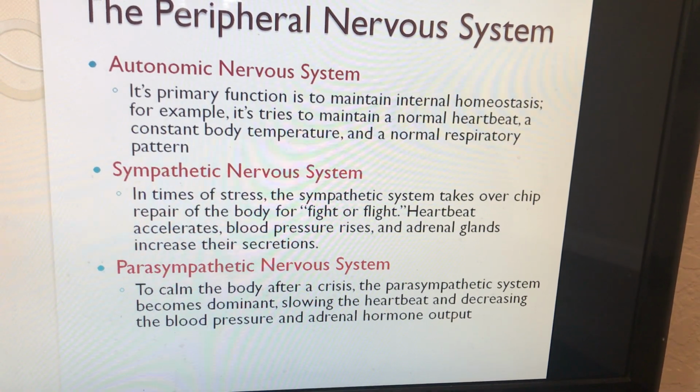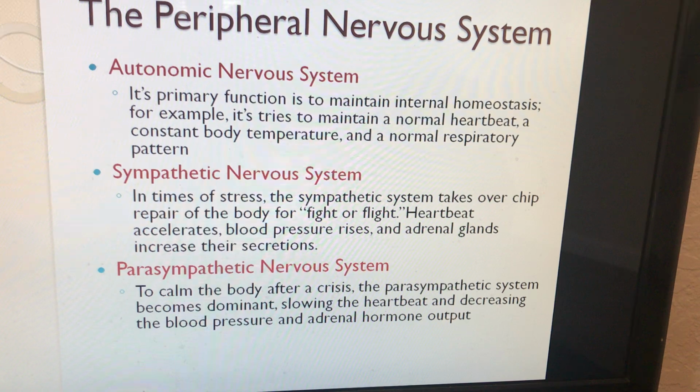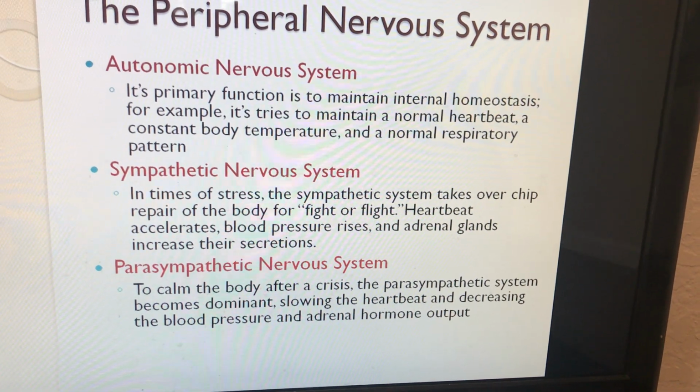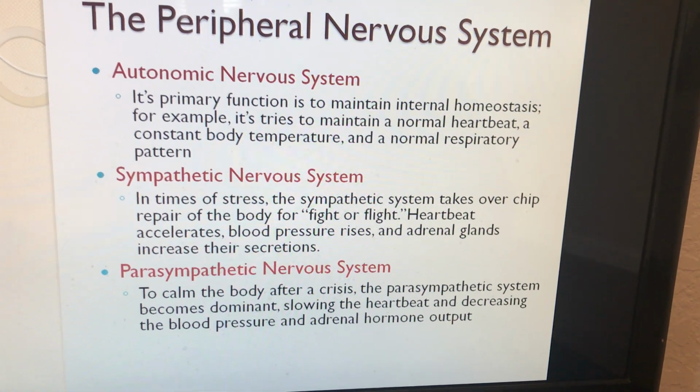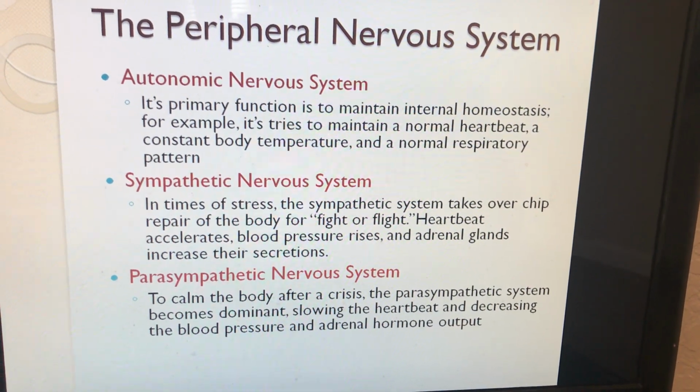And your parasympathetic system is going to calm the body after a crisis. So this system becomes dominant. It slows down the heartbeat. It decreases your blood pressure and the adrenal hormone output.